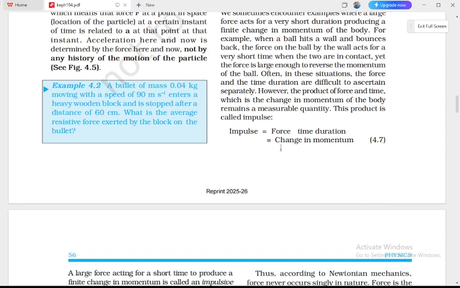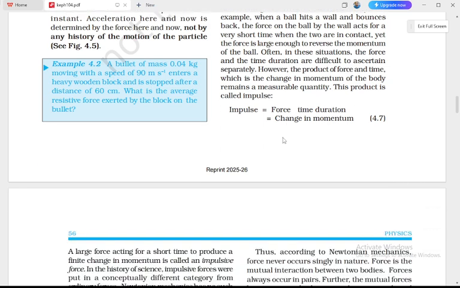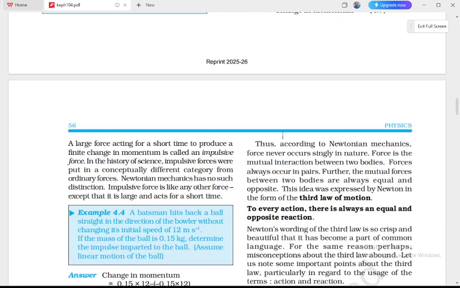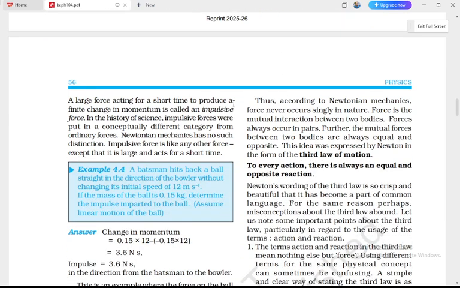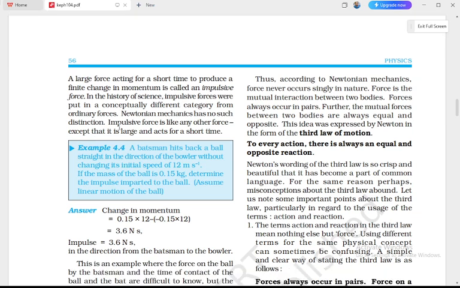This product is called impulse. Impulse is equal to force times time duration, which is equal to the change in momentum. A large force acting for a short time to produce a finite change in momentum is called an impulsive force. In the history of science, impulsive forces were put in a conceptually different category from ordinary forces. Newtonian mechanics has no such distinction. Impulsive force is like any other force except that it is large and acts for a short time.